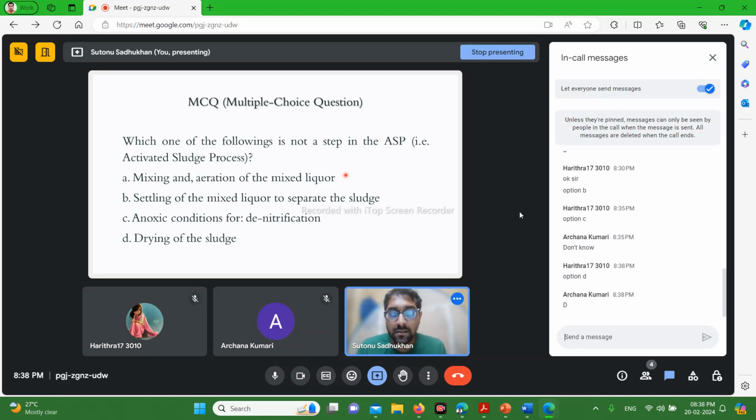here what has been asked is what is not a step of the ASP. What is the target of ASP? It is to reduce the BOD content that is present in the water. So all of these steps which are correct should have certain contribution to the reduction of the BOD from the wastewater. If they don't have such contribution, though they are associated with the activated sludge process, they will not be considered as a step. Okay, so I think both of you have given the correct answer.